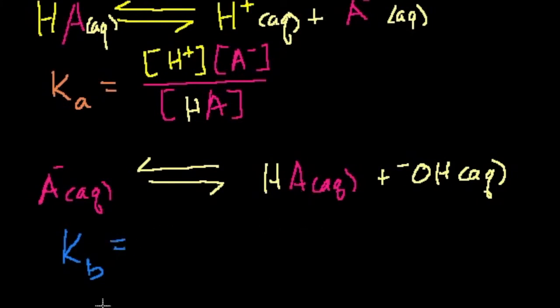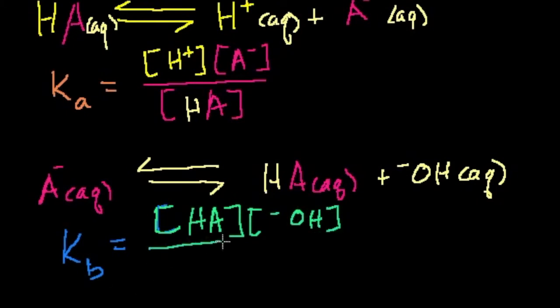And so this is equal to the concentration of the products. HA times the concentration of my hydroxide ions divided by my concentration of my weak base, A minus. Remember, this can only be true of a weak base or weak acid. If we were dealing with a strong acid or a strong base, this would not be an equilibrium reaction. It would only go in one direction.